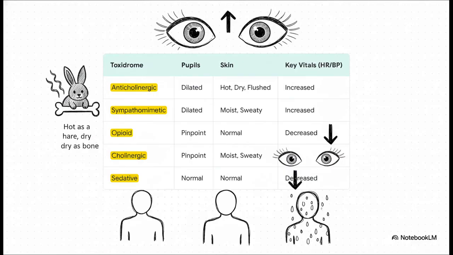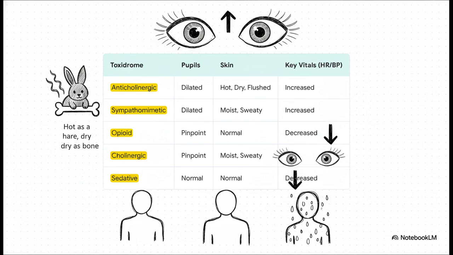Now, this slide, this is basically the cheat sheet for solving the case. Just look at the top two. Anticholinergic and sympathomimetic poisoning both give you dilated pupils and a fast heart rate. So what's the difference? The skin. Anticholinergics are hot as a hare, dry as a bone, but sympathomimetics, like from amphetamines, make you sweaty. That one detail can tell you exactly what you're dealing with.